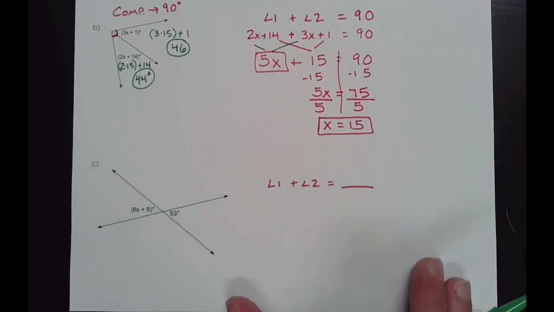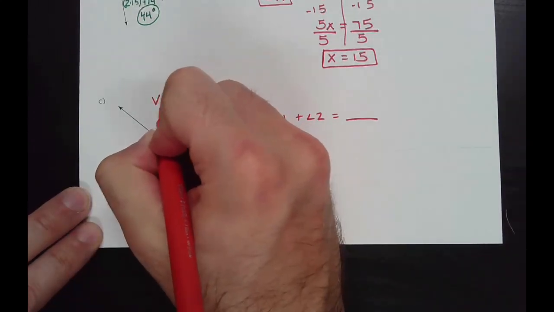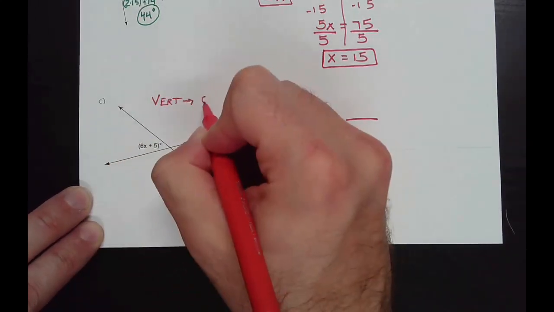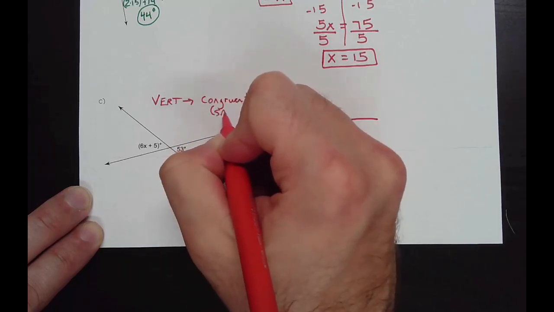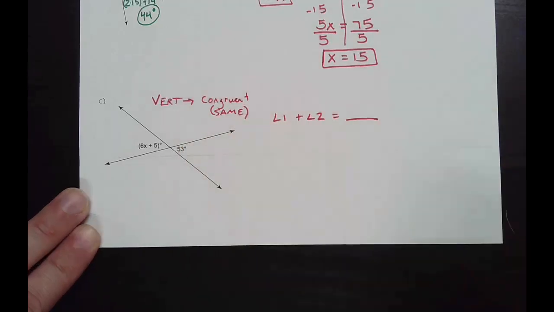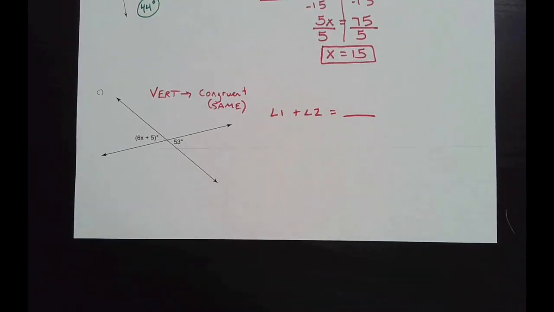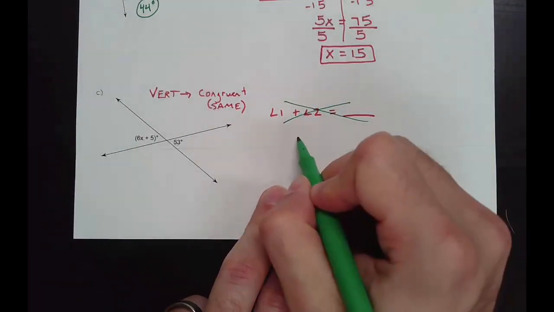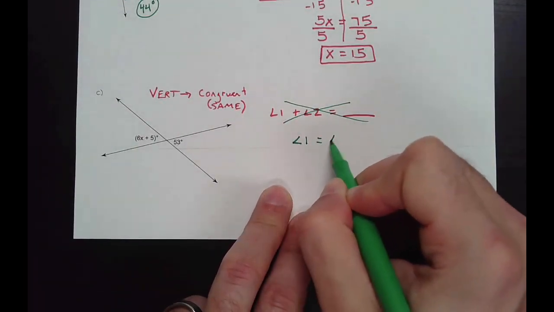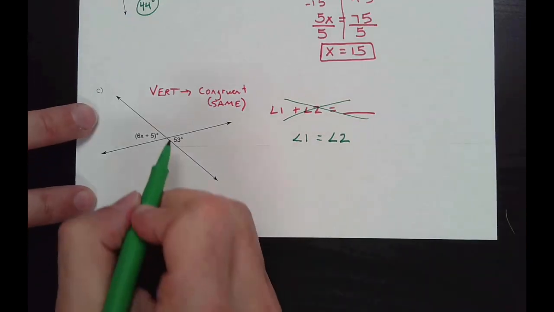And our final angle relationship. Here I have vertical angles due to my crossing lines, and we know that vertical angles are congruent, meaning they are the same. So instead of angle 1 plus angle 2 equaling a number, we need to change our thinking. And what we need to do is say angle 1 is equal to angle 2. I like to put an equal sign just right between my angles.